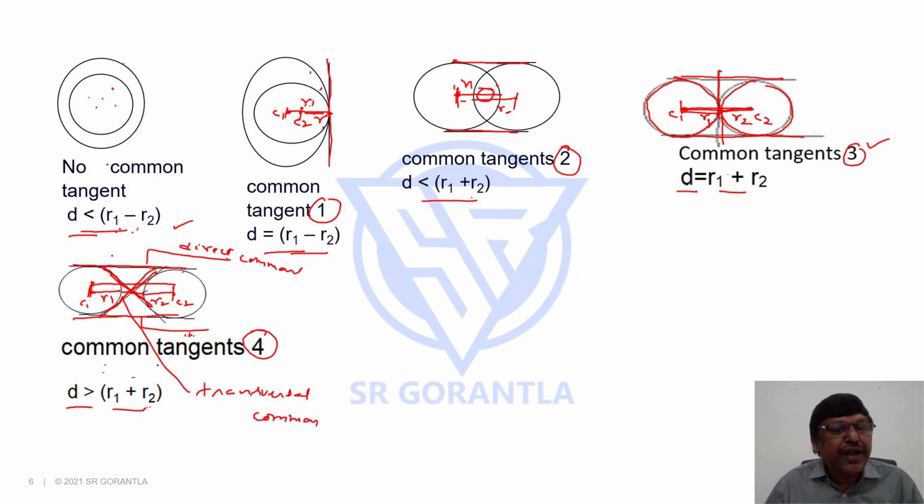See, for direct common tangent, if you take this direct common tangent, both circles will be on the same side. See, for this, both circles are on the same side. Or for this, again, both circles are on the same side. You take here, both circles are on the same side for these two tangents.